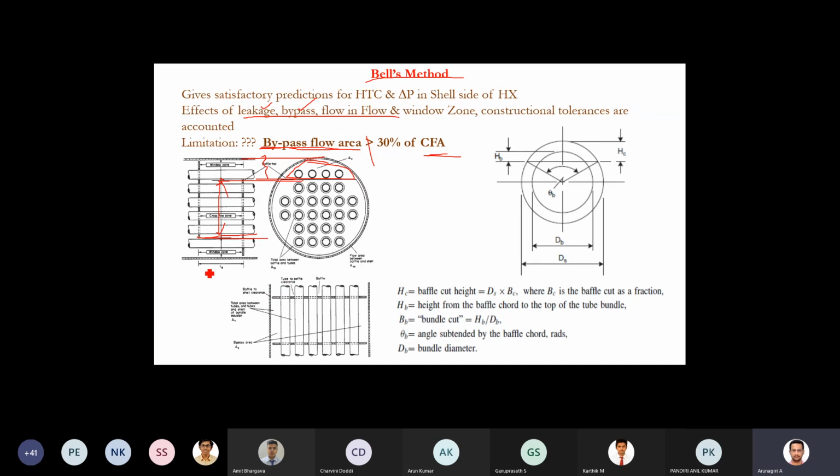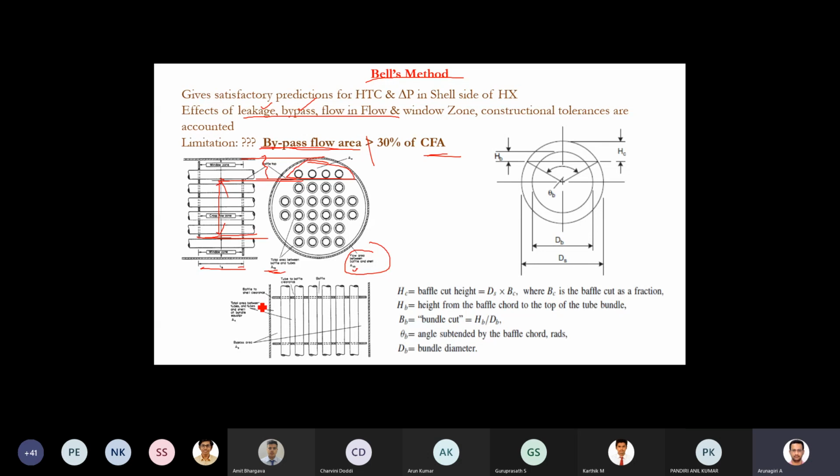Here this is called your baffle spacing, the distance between two successive baffles, the center to center distance between the baffles is called baffle spacing. Here you have clearance, no? This is the area between baffle and tubes, that is represented by ATB. Here you have baffle to shell wall, that's called ASB. TB represents tube to baffle, SB represents shell to baffle.